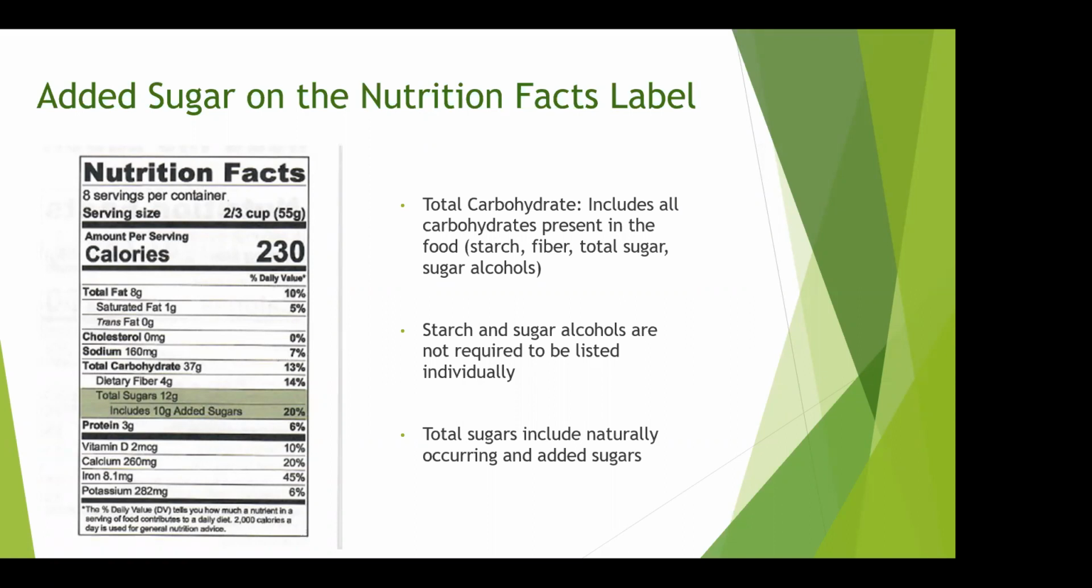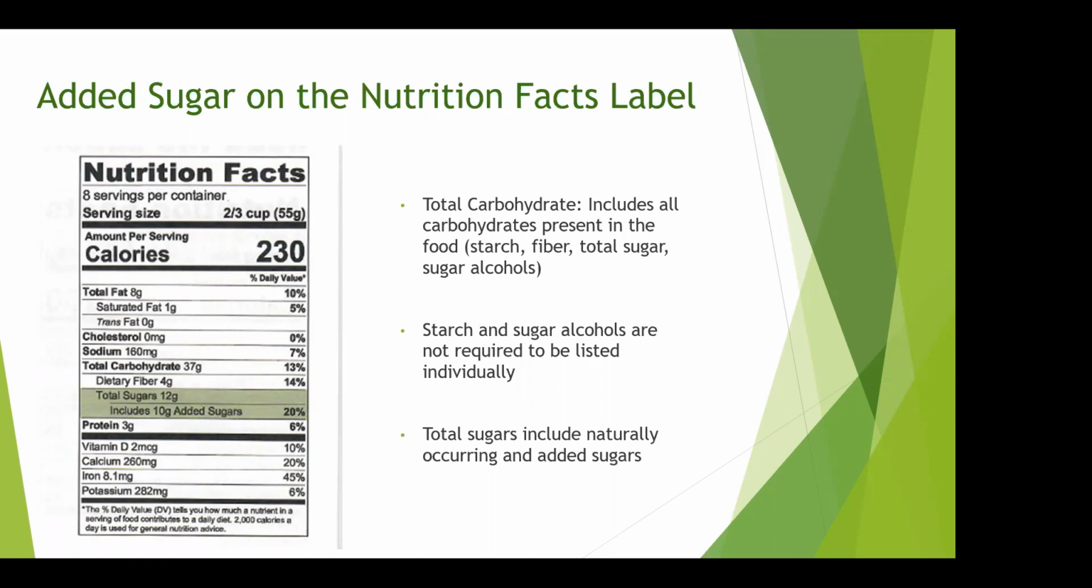Now, total carbohydrates in our food includes the starches, the fibers, the total sugars, and any sugar alcohols present. But our nutrition facts label is only going to list a couple of those. It's going to list the total, and then it's going to show us fiber and our sugars. So that's what we're seeing there on the label. And you can see that because it's indented under total carbohydrate.